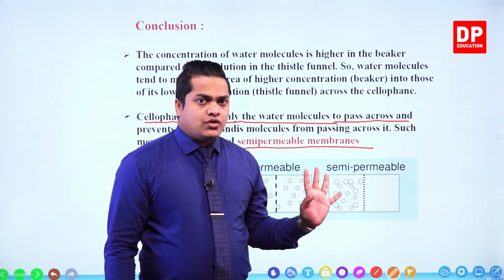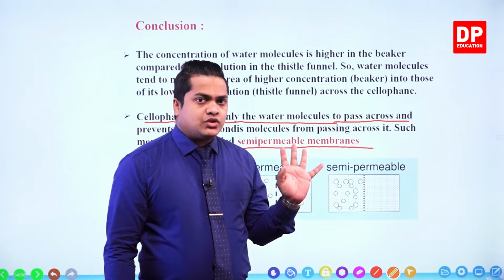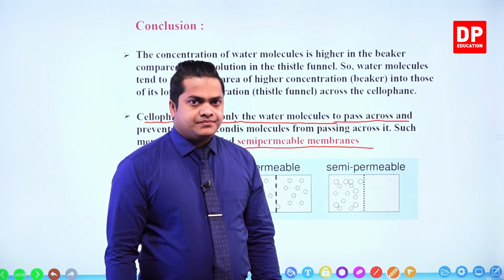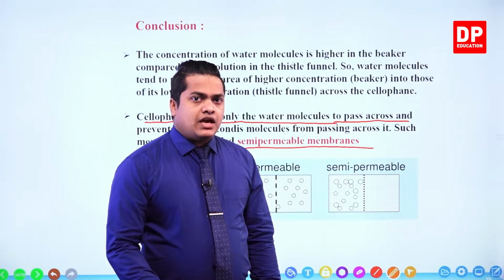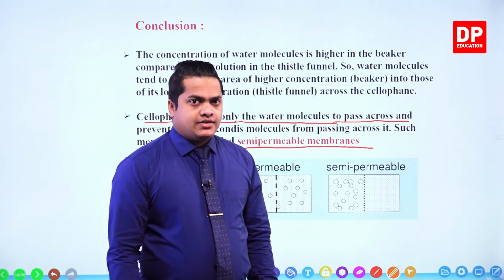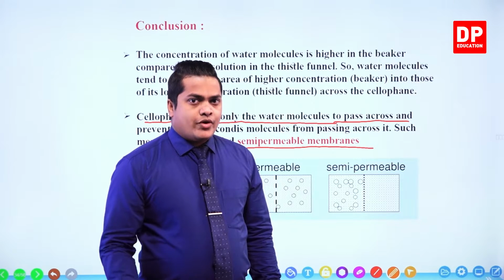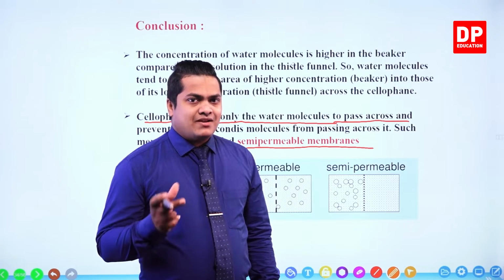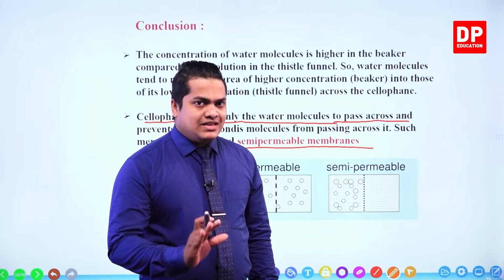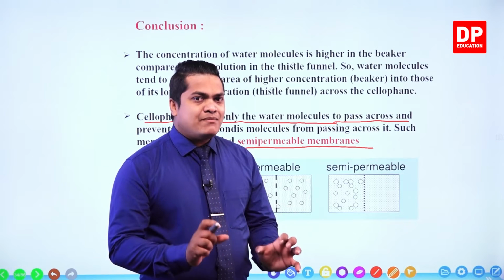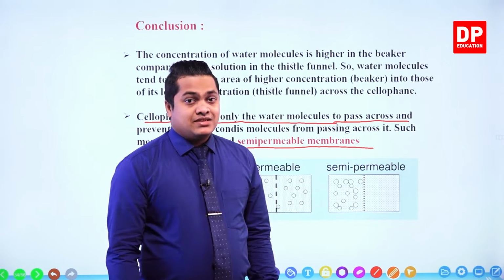Condensed particles and salt are not getting passed through the cellophane paper. Only water is being allowed to pass. That's it. So only selected particles can pass through it. Therefore, these are called semi-permeable membranes.